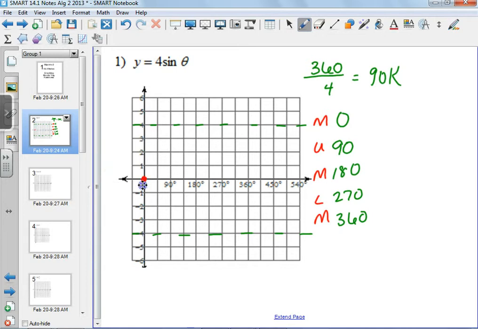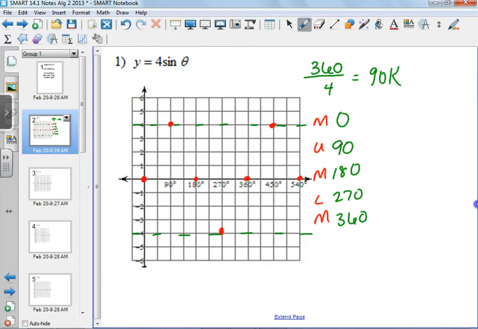Okay, so midline at 0. The next time I draw a point, it's going to be at 90, and he should be where? Midline, upper, or lower? Upper. Next time I draw a point, it should be at 180. Where should he be? Midline, upper, or lower? Midline. 270 is the next one. Where should he be? Midline, upper, or lower? Lower. And then guess what? The pattern repeats. So middle, upper, middle.